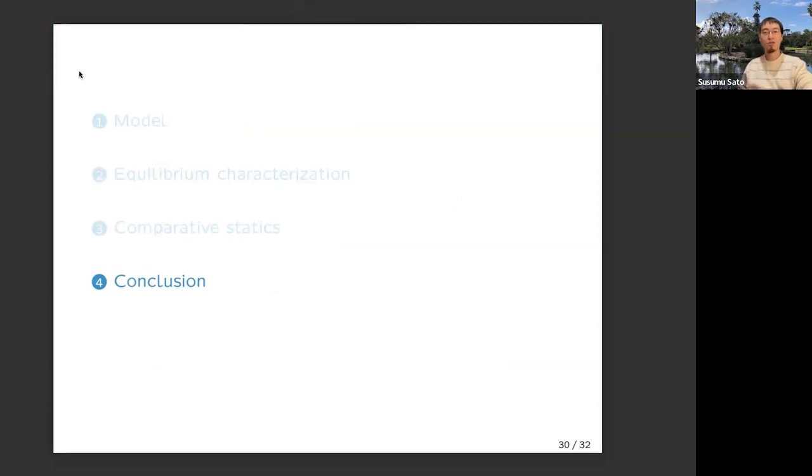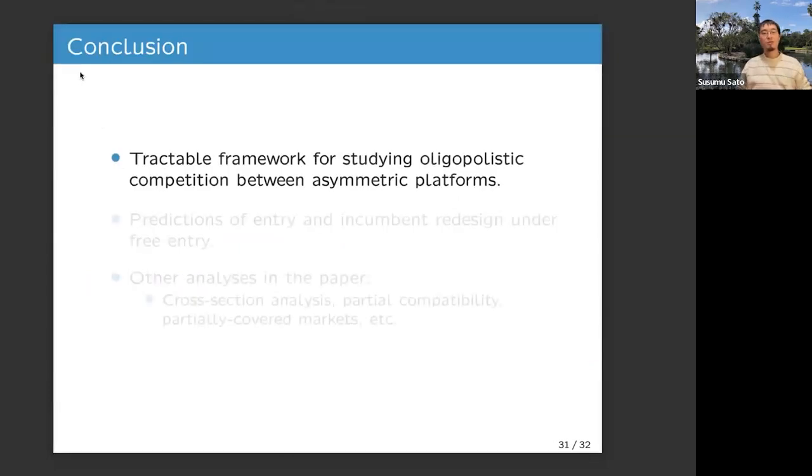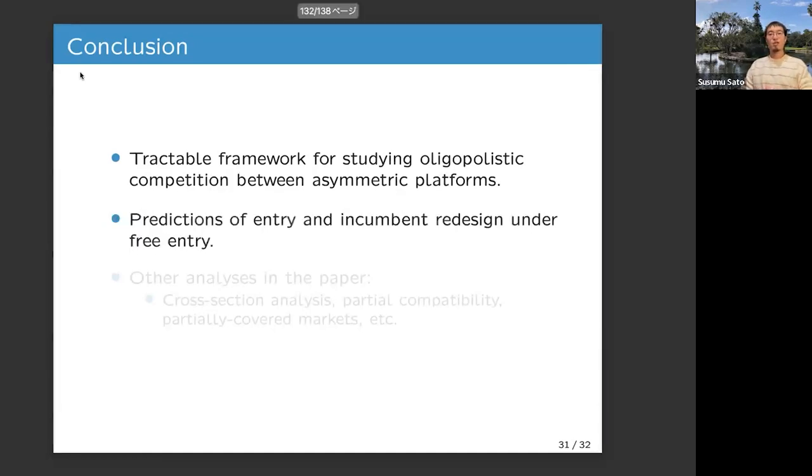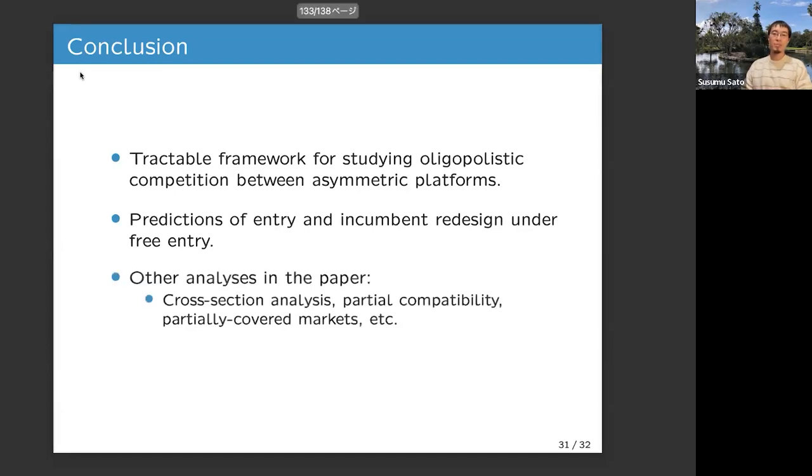So let me conclude. In this study, we propose a tractable framework for studying oligopolistic competition between asymmetric platforms. We provided several predictions on entry, incumbent redesign, and free entry. We also did several other analyses in the paper, like cross-section analysis, partial compatibility, and partially covered markets.